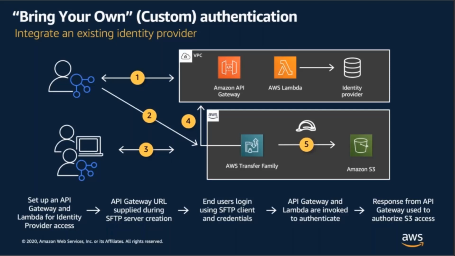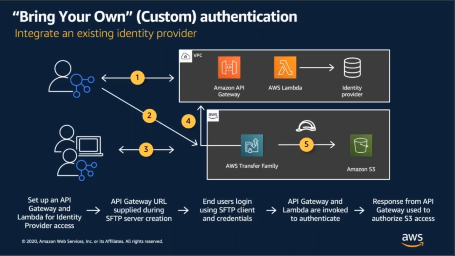The way this works is there are a few steps involved when you set up this type of authentication. So first, you'd have to set up an API gateway endpoint and Lambda function that will have instructions on how to look up your identity provider, right? And then once you have that, the next step would be you need to integrate. So when you create your server, very similar to the steps that Jeff highlighted, when you select custom authentication, you'll get a prompt to enter your API gateway endpoint.